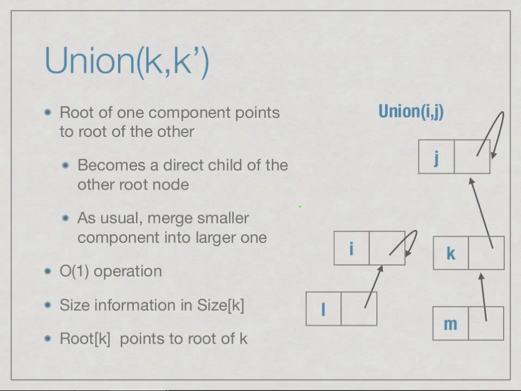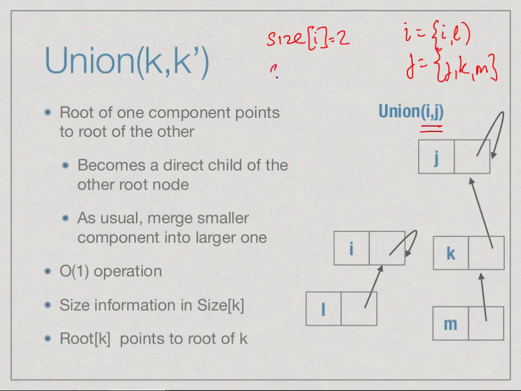So when we do union, we basically merge the smaller one into the larger one, right? So here we have two components. We have component J, which is J, K, and M, and we have component I, which is I and L, right? So now we want to do the union of I and J. We will have recorded that the size of I is 2 and the size of J is 3, right? So having recorded this, we now have to merge I into J.